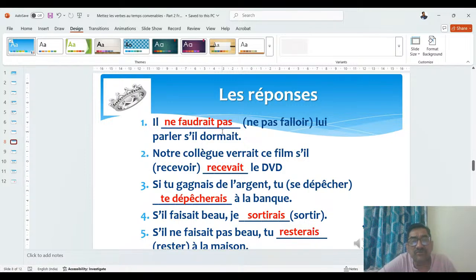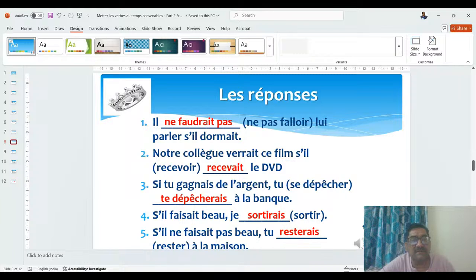Il ne faudrait pas lui parler s'il dormait. Remember, si goes with imperfect all the time, wherever it is, whether it's in the front or the back. So the next one also, it has come at the back. S'il recevait. First one, third one, it has come at the front. Si tu gagnes. S'il faisait, s'il ne faisait pas. So this part is clear.